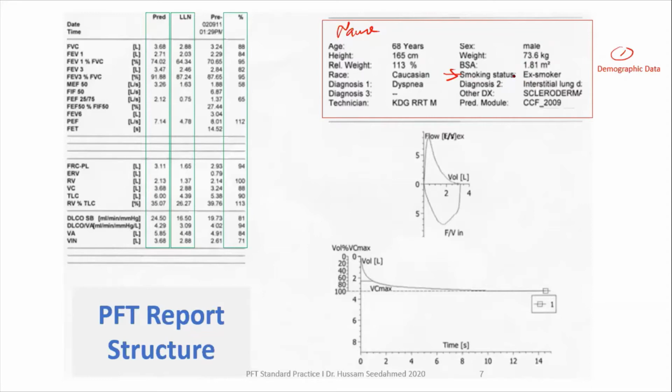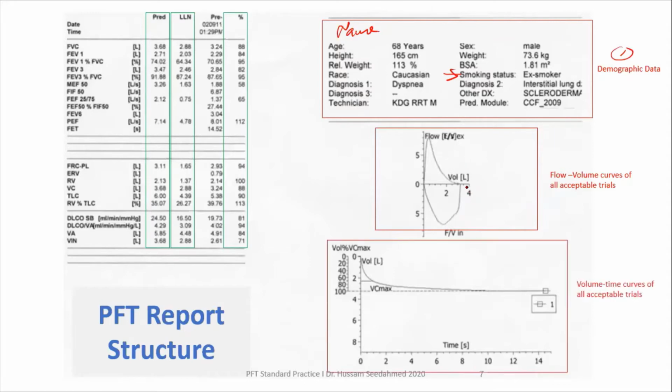The next part of the PFT is the flow volume curves of all acceptable trials. So it may be 1, 2, 3, they all should be in the report so that the interpreter or the physician should know the different trials by the patient. And this is the flow volume curve or flow volume loop.